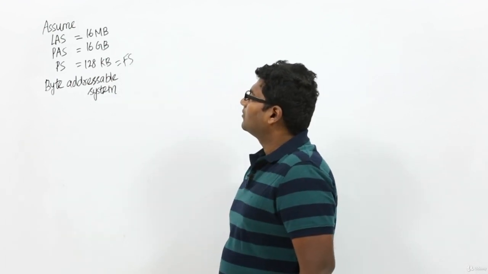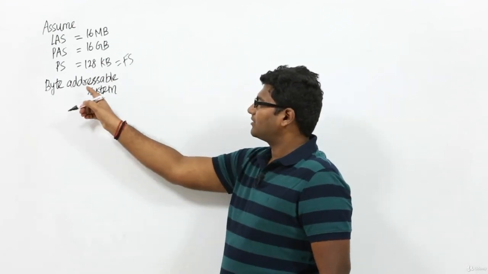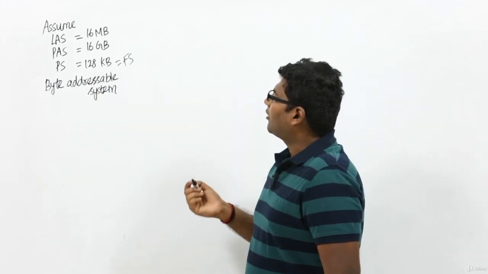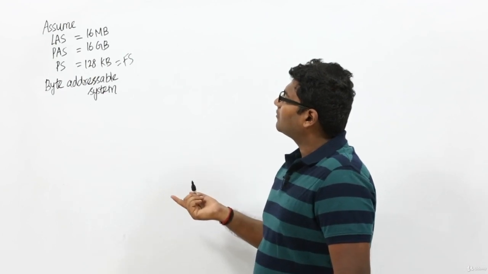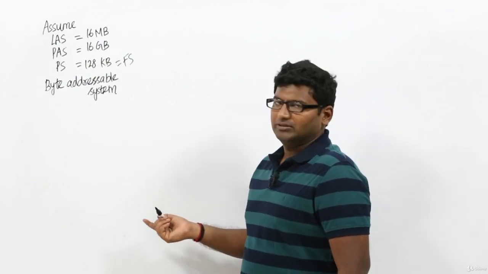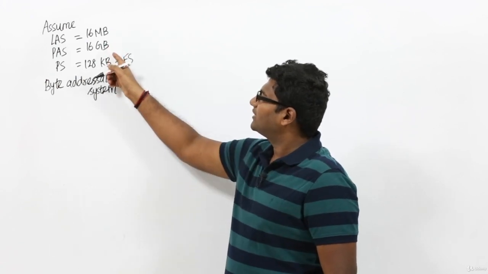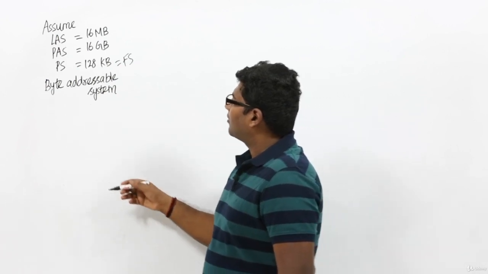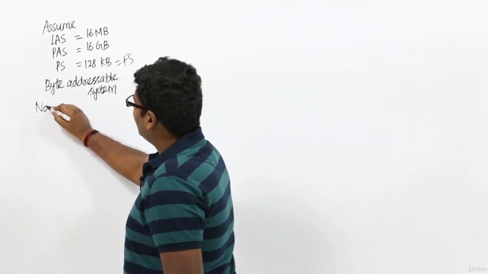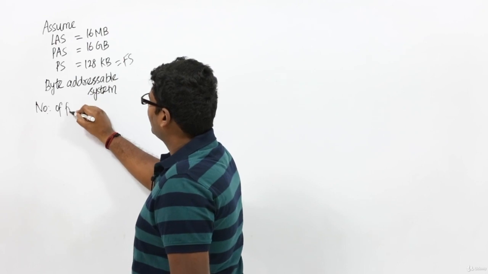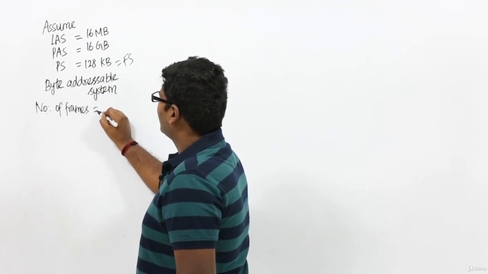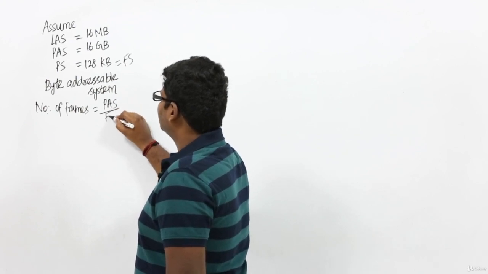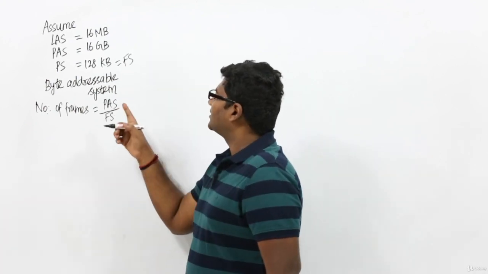Now they have also given that it is a byte addressable system, which means for every byte we associate an address. Now from this we can calculate the number of frames and number of pages, right? They have given logical address space, physical address space and page size. From this we can calculate them. Number of frames is nothing but physical address space divided by frame size, right? Physical address space is 16 GB.